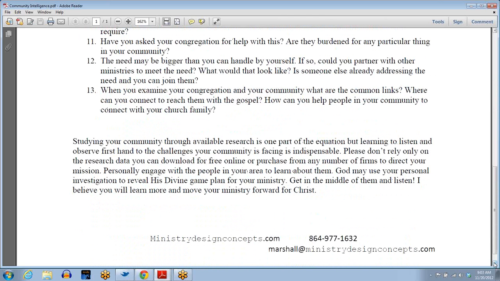What I've stated here is that studying your community through available research is one part of the equation, but learning to listen and observe firsthand to the challenges your community is facing is indispensable. So don't rely just on the Mission Insight and the Percept Group and the Mapping Center and any of the secular resources that are available to get it. What you're doing if you do that is you are learning, distance learning.